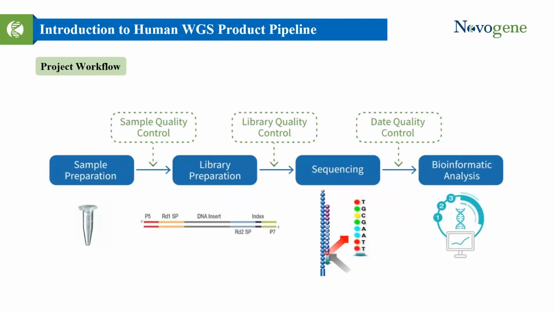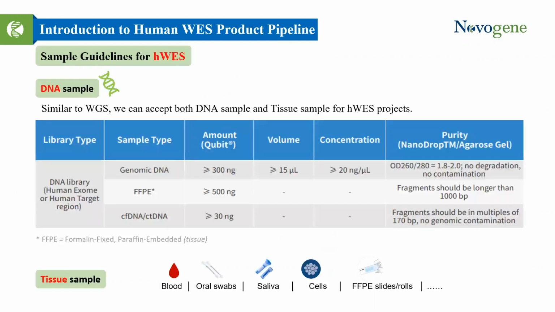And this slide is our human hWES service workflow. You can see it is the same as that of human hWGS. For the sample guidelines of human hWES, similar to hWGS, we accept both DNA and tissue samples for human hWES. Please see the sample requirement of DNA in the table below. If you would like to receive our recommendation for sample extraction or sample requirements for tissues, please contact us.